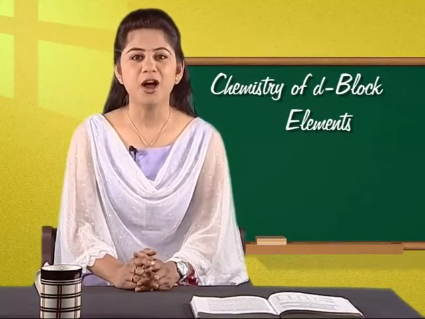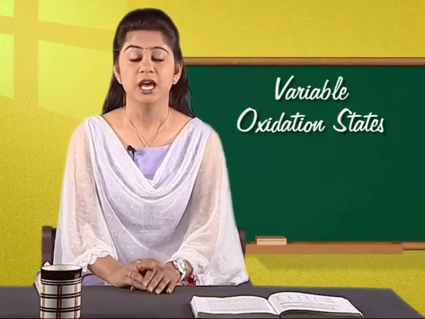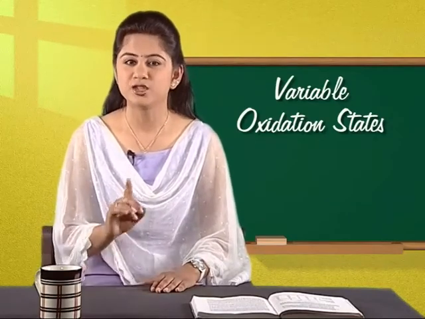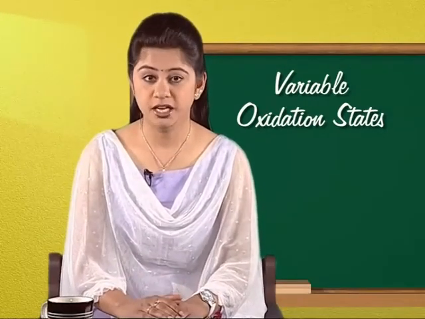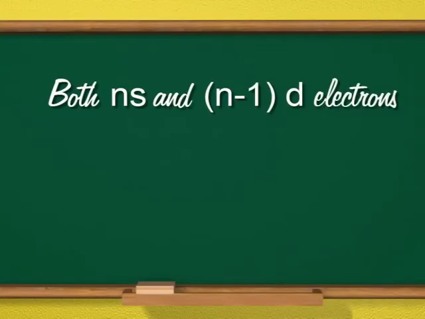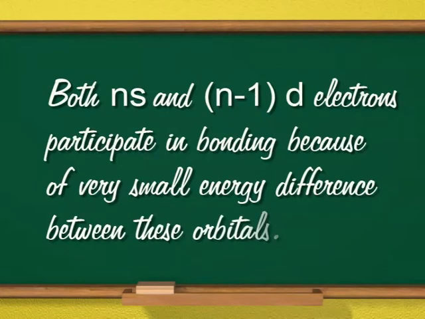Let's take up another characteristic of d block elements: variable oxidation states. Transition elements show variable oxidation states. Let's try to understand why this is so. The study of electronic configuration of transition metals justifies the occurrence of variable oxidation states, as both ns and (n-1)d electrons participate in bonding because of the very small energy difference between these orbitals.